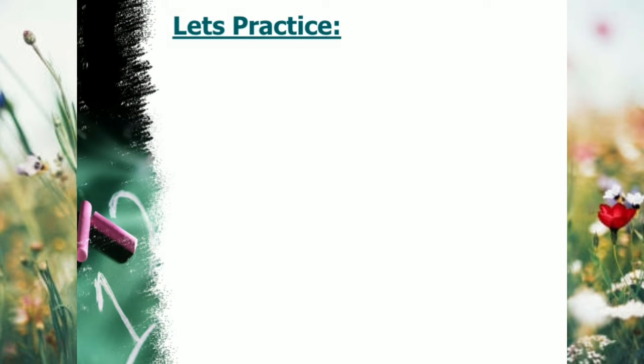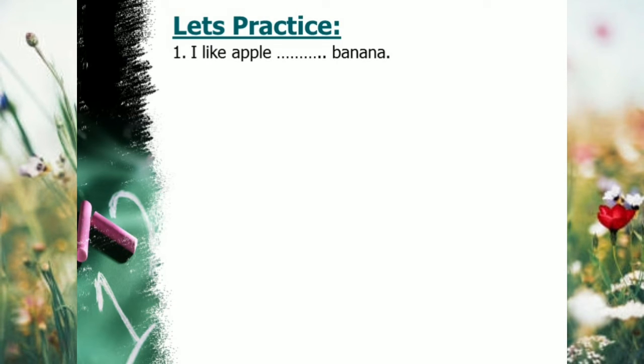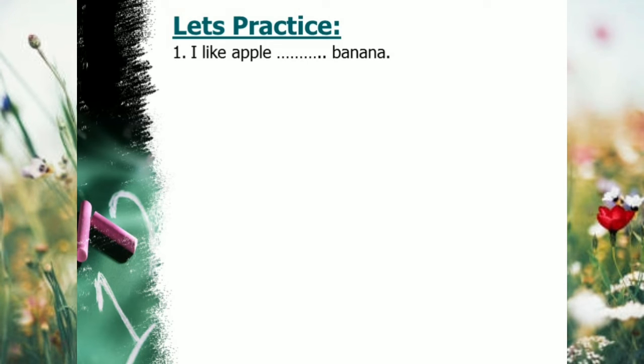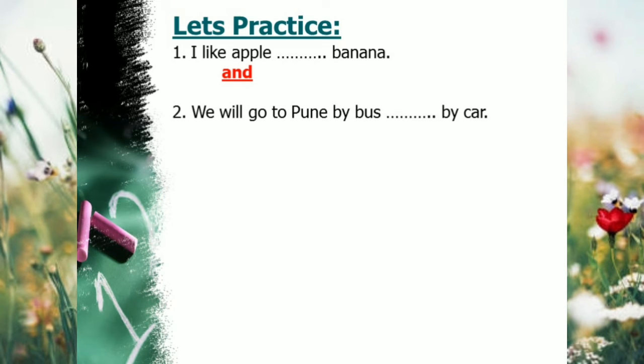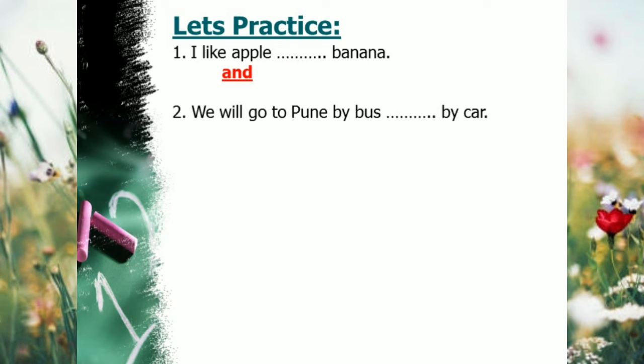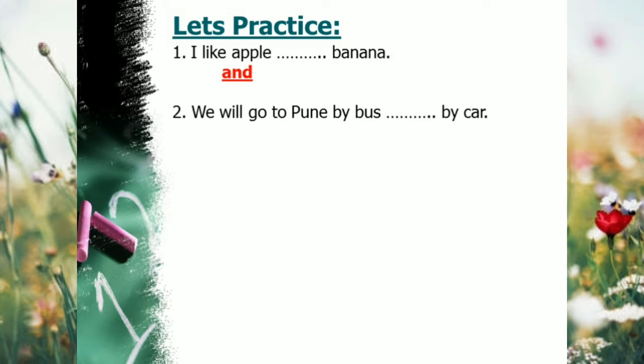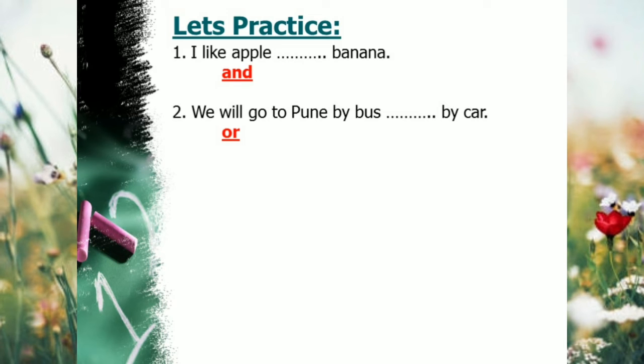Now at least you have a clear idea about the joining words. We will use them. First, I like apple, banana. Here we are talking about similar things. We will use and. I like apple and banana. The second one we will read. We will go to Pune by bus, by car. Here at a particular time you can choose one option. So therefore we will write or.